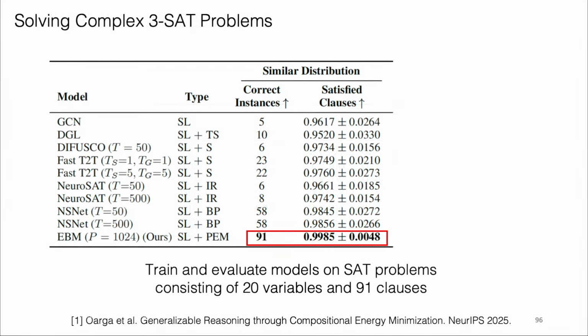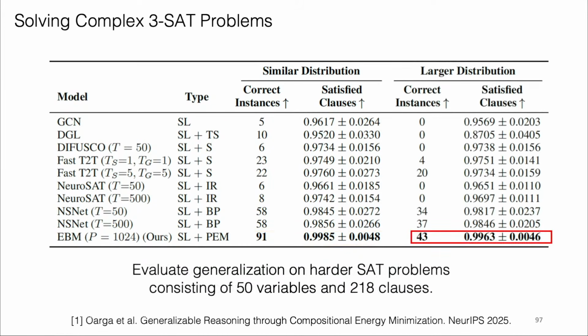Another thing we can do is use this to solve 3-SAT problems, and we can compare it with neural SAT solvers. We find that this procedure with 1,024 particles, when we train it on SAT problems consisting of 20 variables and 91 clauses, gets around 99.85% accuracy. And we can evaluate generalization to SAT problems with a total of 50 variables and 218 clauses. We again find that our approach maintains pretty high accuracy.